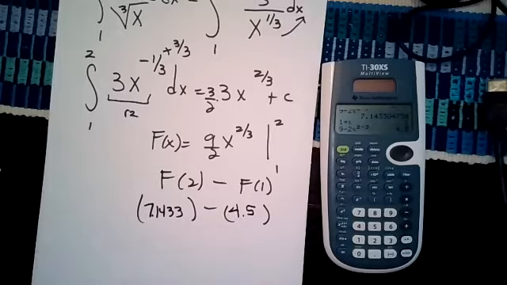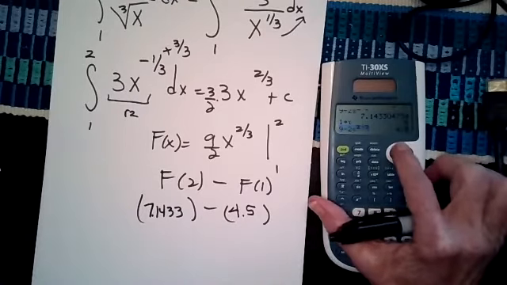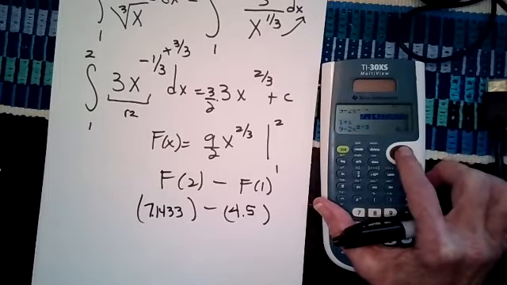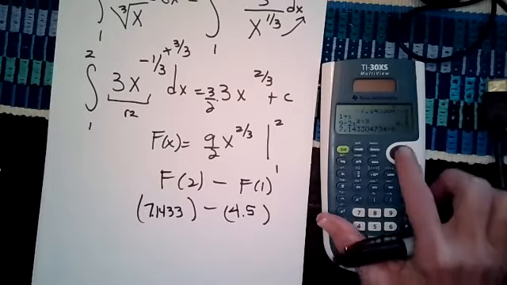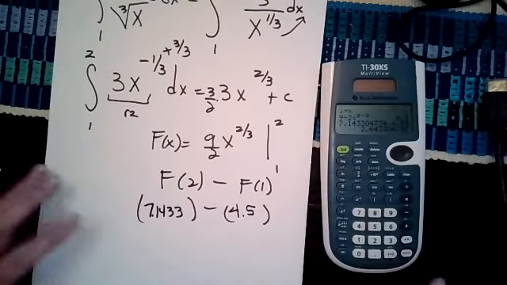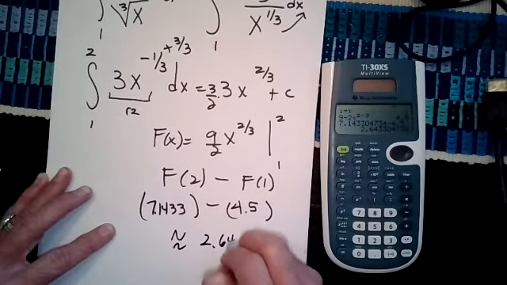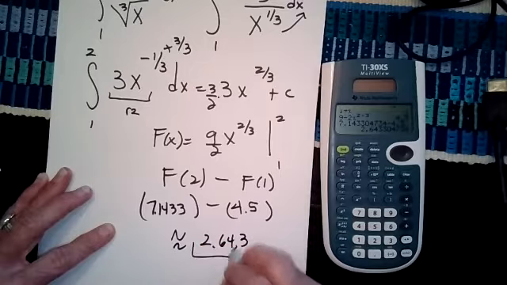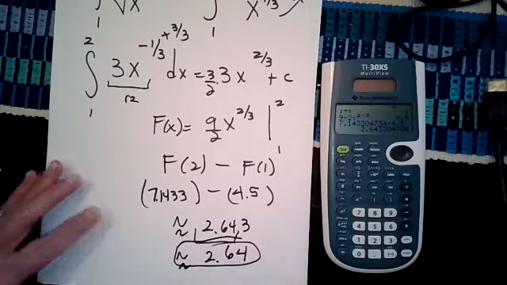And me being the lazy person that I am, I just go up and I highlight that 7.143 number. Well, you don't make rounding errors. You push enter, minus, and we go get that 4.5 and push enter twice, and you get 2.643. So rounded to 2 decimal places is just going to be 2.64, and that's my answer.